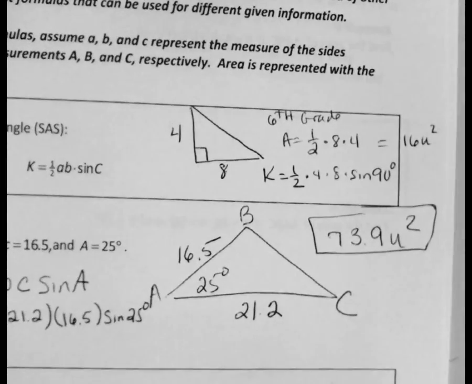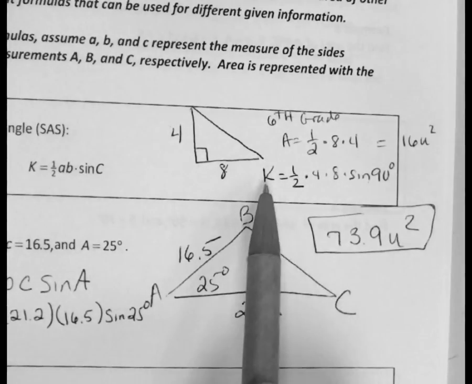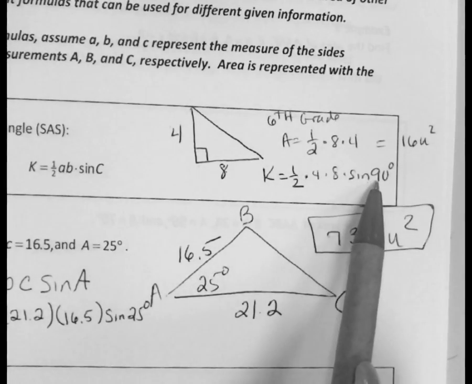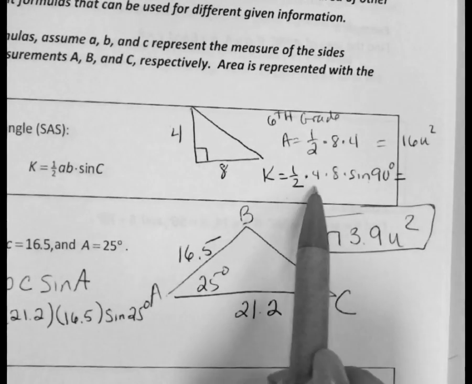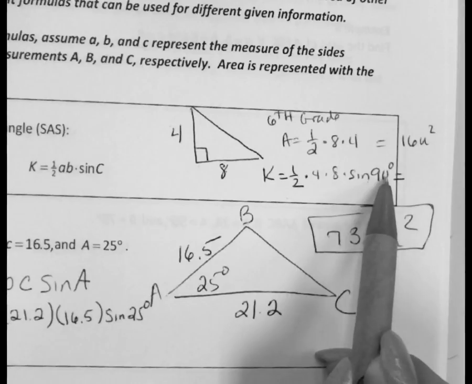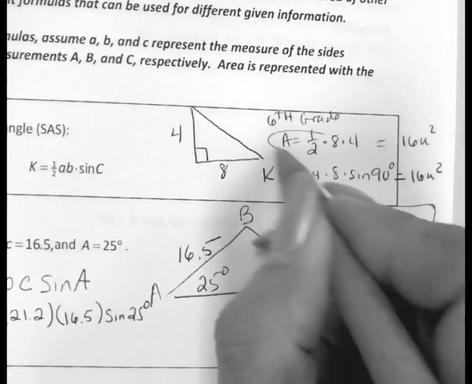All right, Elliot, what's sine of 90? 1. Sine of 90 is 1. So if you punch this in your calculator right now, what is the answer? Punch that in your calculator, guys. 1/2 times 4 times 8 times sine of 90. It's still 16. It is no different than what you learned in geometry.